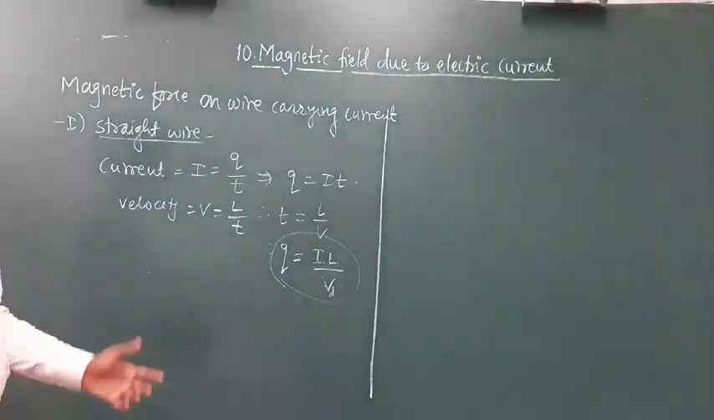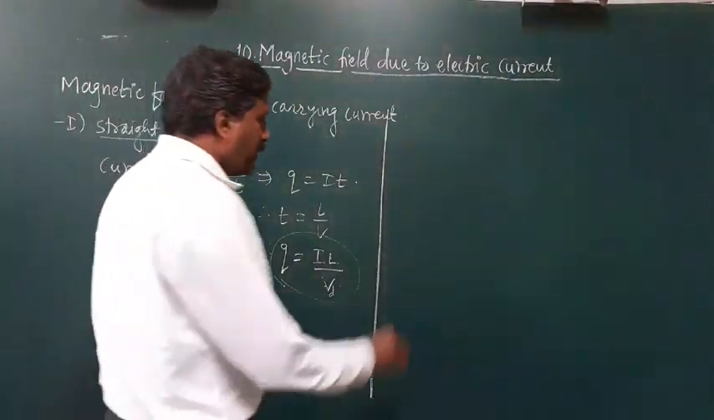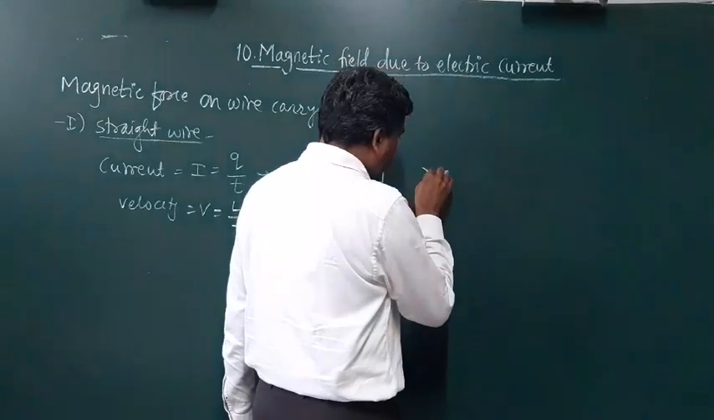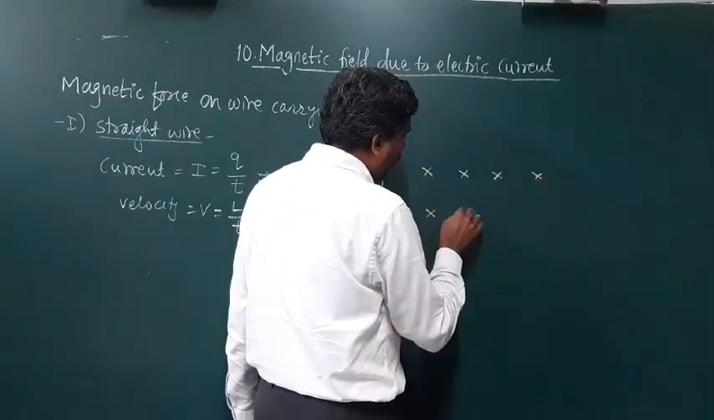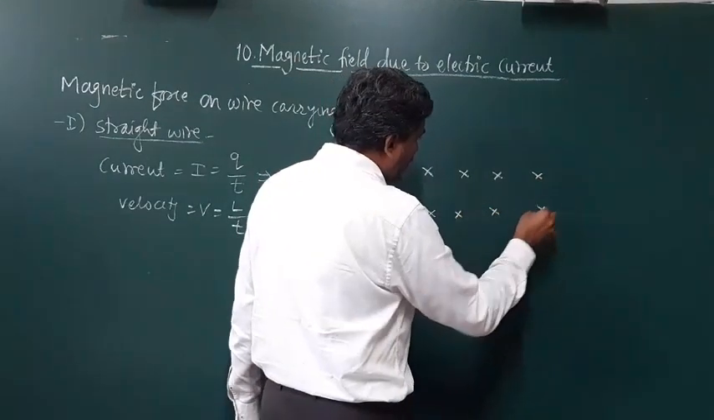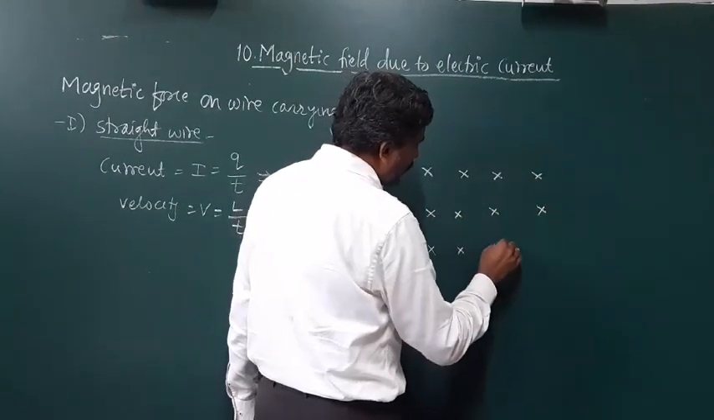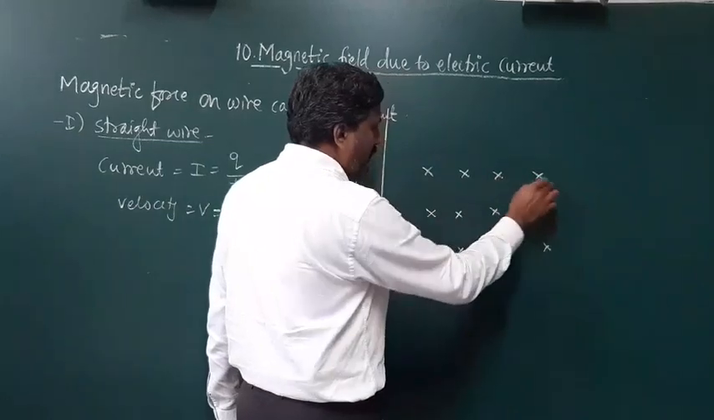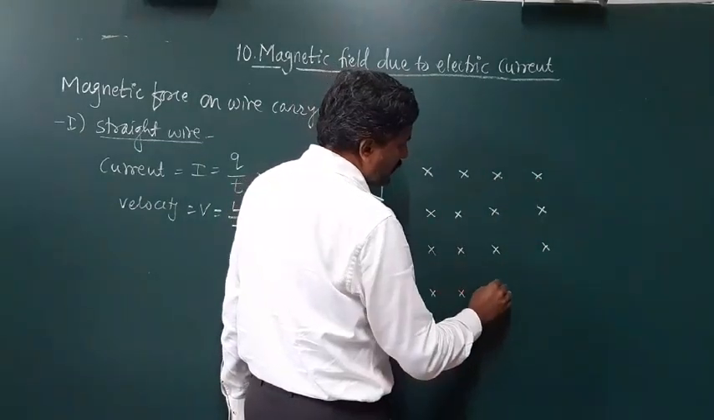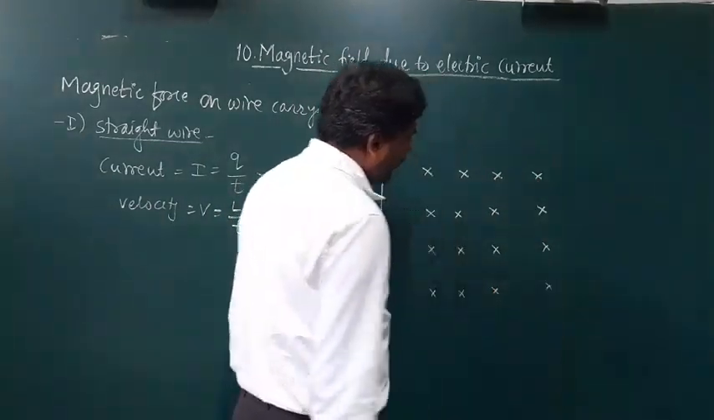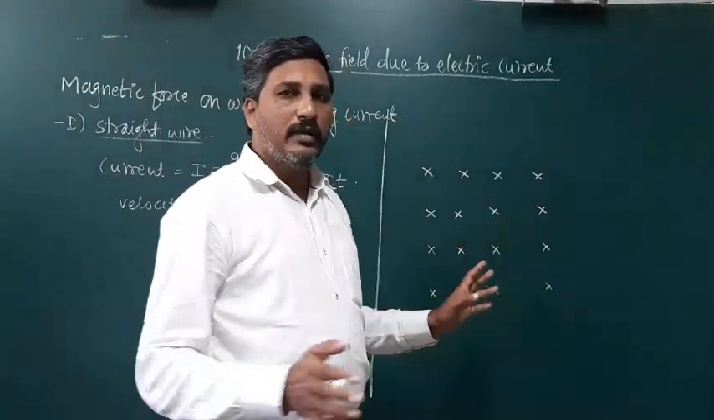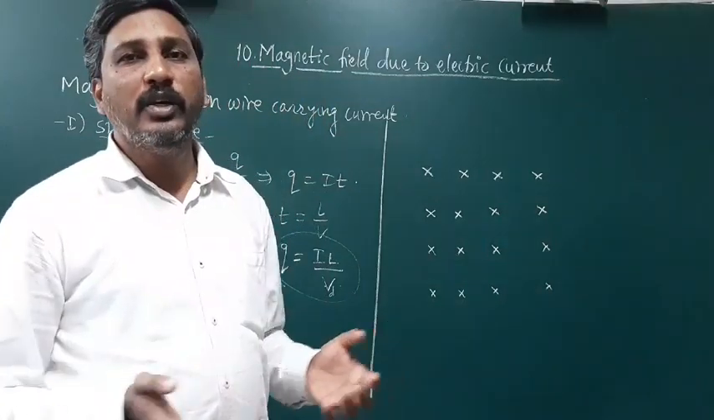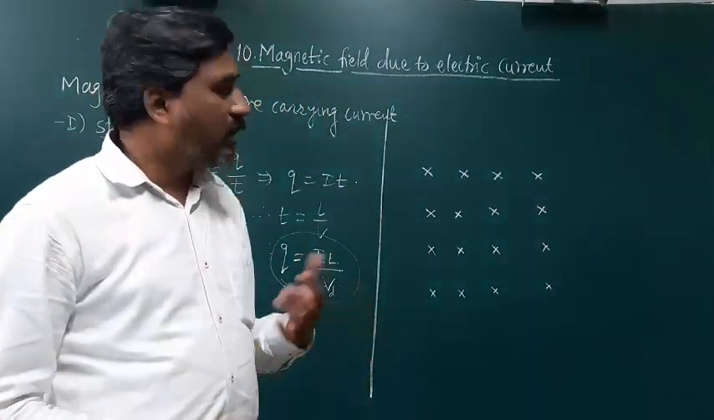Now we see there is one straight conductor. I will show this conductor in this way, and that conductor is placed in a uniform magnetic field. The magnetic field is shown by these cross symbols. This is my uniform magnetic field. There is equal spacing between all these cross signs, and it indicates the field is a uniform field.